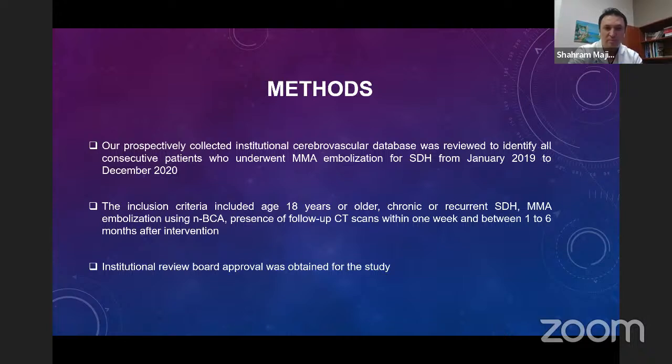We reviewed our prospectively collected institutional database and identified all patients who underwent middle meningeal artery embolization with this technique during 2019 and 2020. Inclusion criteria were age 18 or older, chronic or recurrent subdural hematoma, middle meningeal artery embolization using diluted glue with the sugar push technique, and presence of follow-up CT scan at 1 week and up to 6 months after intervention.